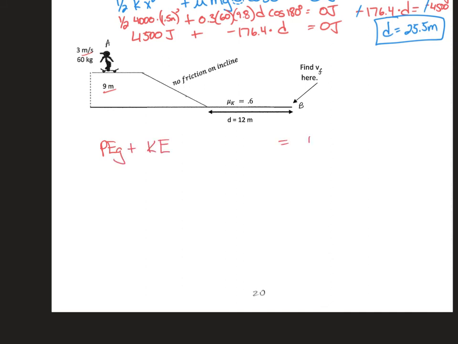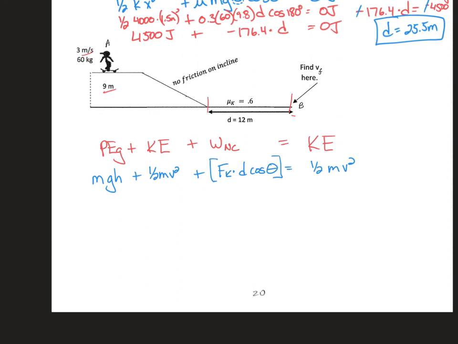Bottom of the hill at B, we've got kinetic, but clearly it's implied for this flat part, the 12 meters, we also have a force that is causing some work to be done. And I bet you can already anticipate it's negative work because friction is against you. So we've got mgh plus 1/2 mv squared plus force of kinetic friction times distance times cosine. And you might be tempted to plug in, but I think we actually need to do some simplifying or some substitution here so that we can actually plug in more.